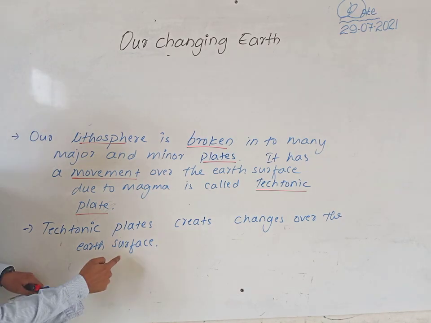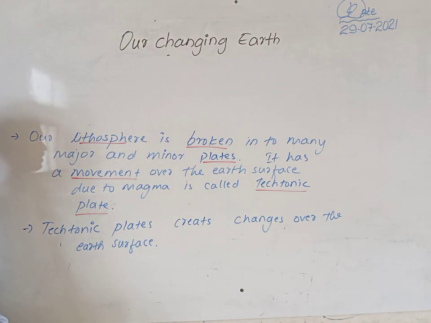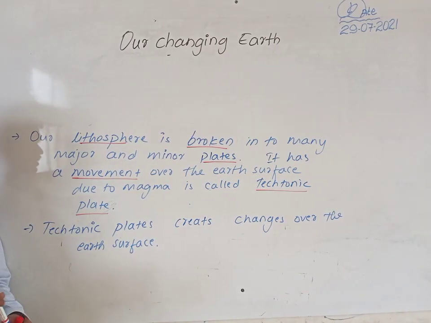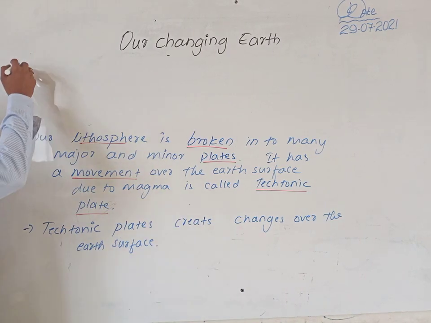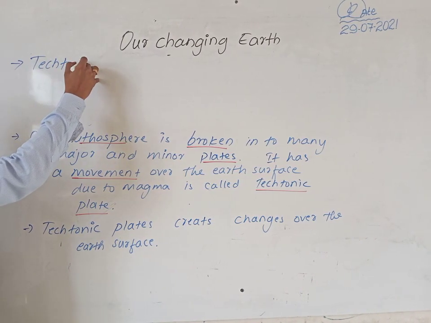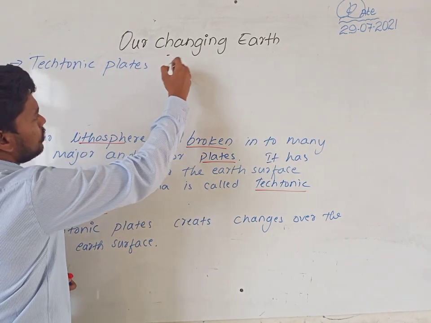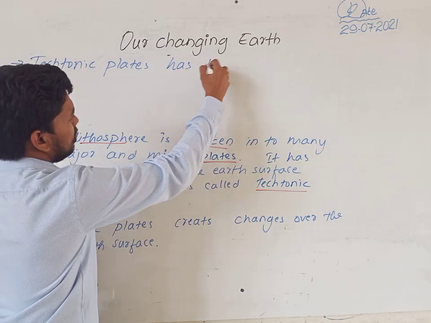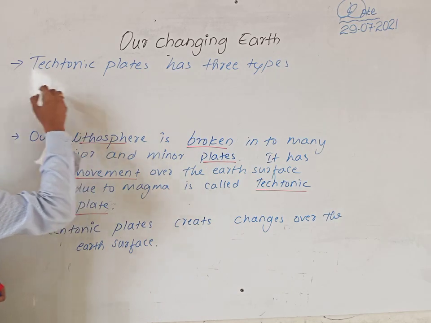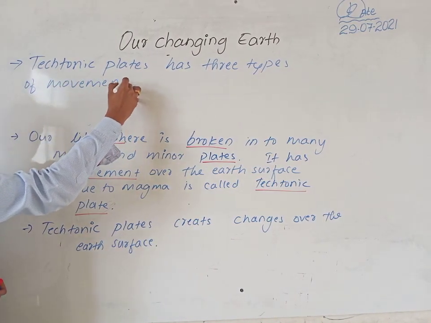In the tectonic plates, we have three types of movement. One is convergent, one is divergent, and one is transform. They are the three types of movement.